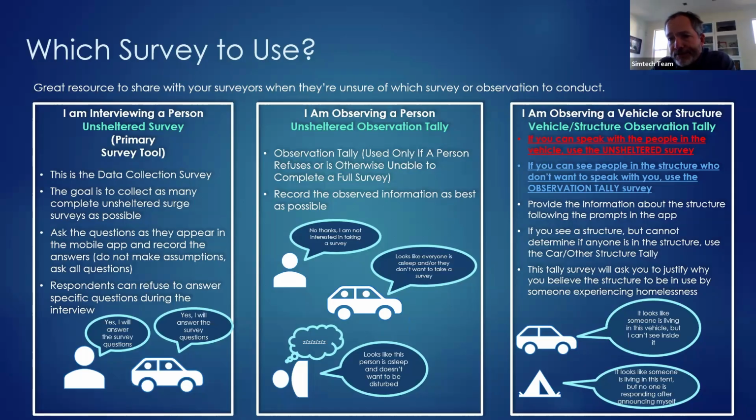They're not able to communicate for whatever reason. So it could be language, it could be sobriety, it could be other issues. Then we have an observation tally. And then if you can't actually observe a person, but you see a vehicle or structure that you believe to be occupied, some communities also have a vehicle and observation tally.